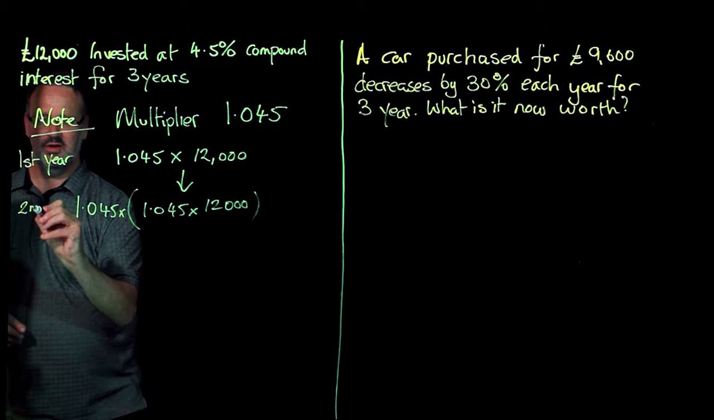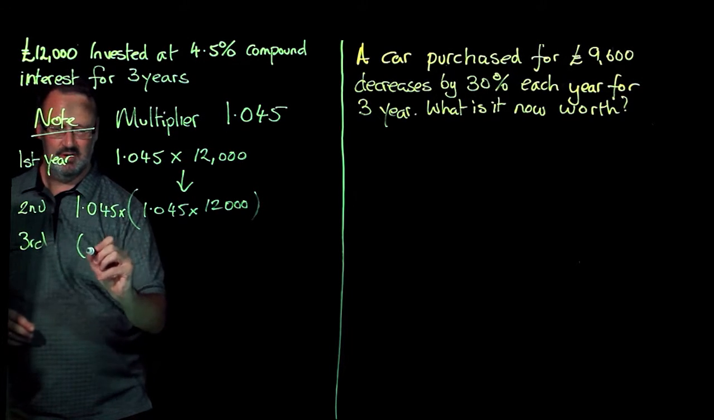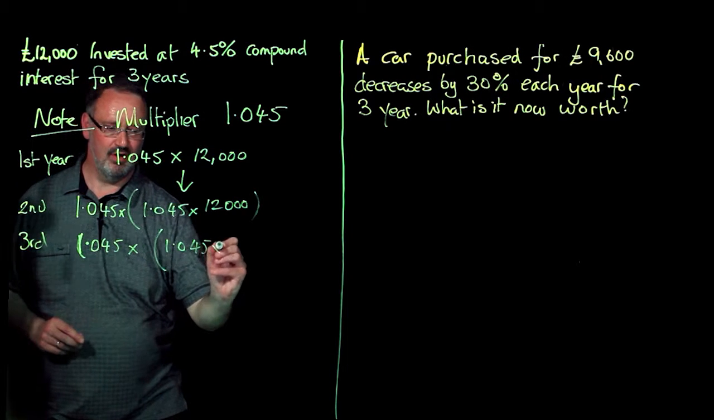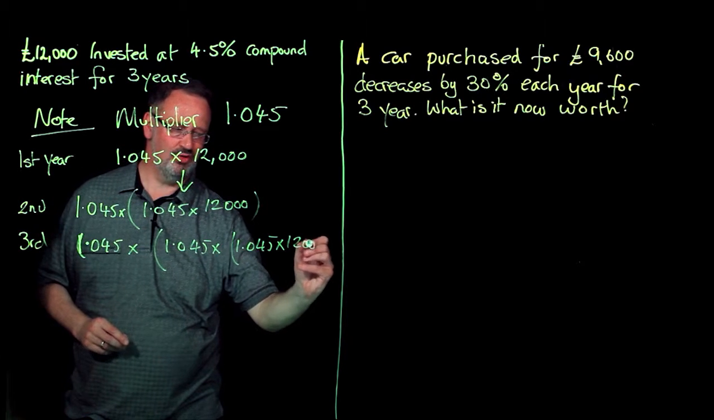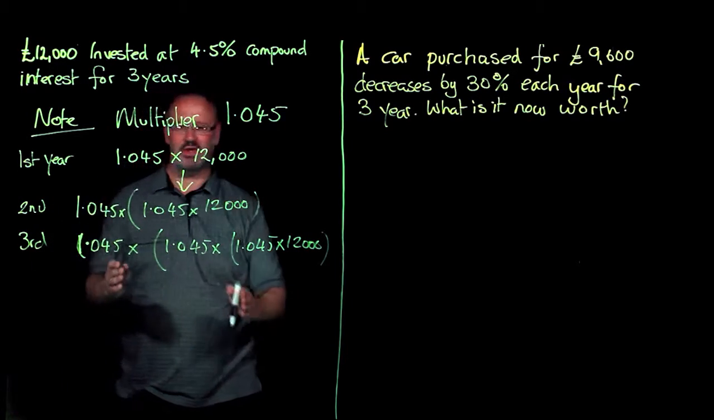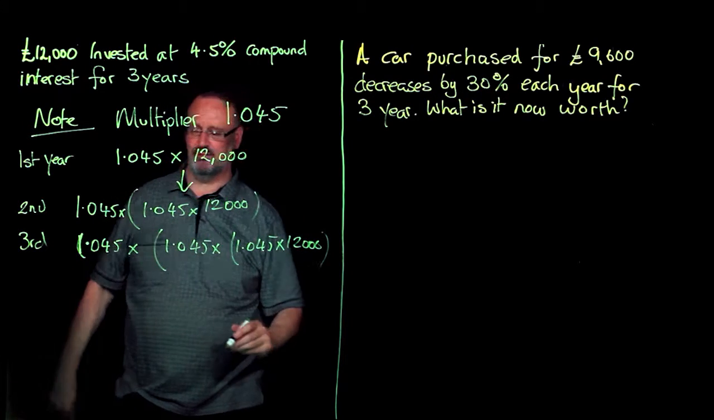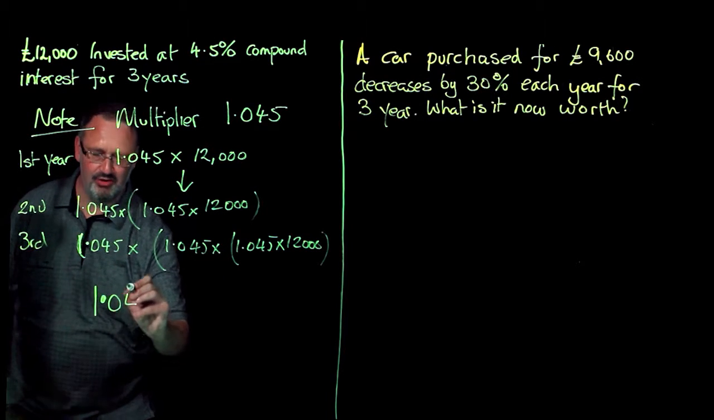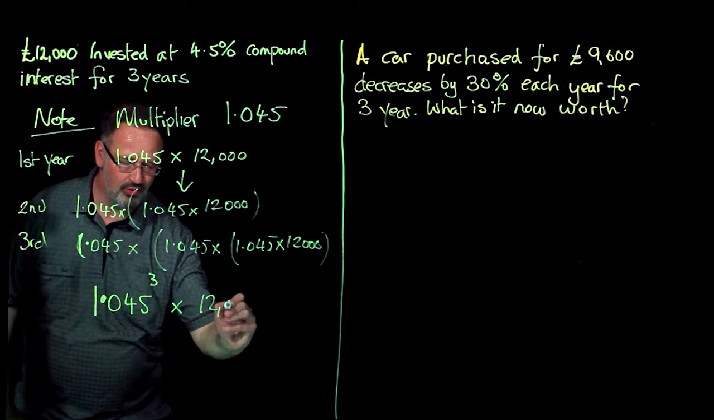My second year, I will take this amount and multiply it by 1.045. That's the end of the second year. My third year, take this amount and multiply it by 1.045, so it can be times 1.045 times 1.045. I'm going to show you a quick way in a second of doing all this. It looks rather long-winded, but I want to emphasise 1.045 times 1.045 times 1.045. This will be 1.045 to the power of 3 times my original amount.